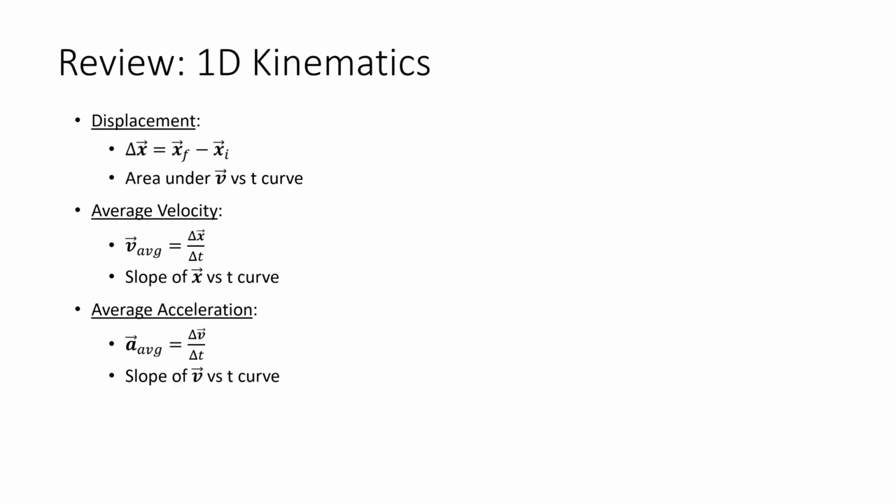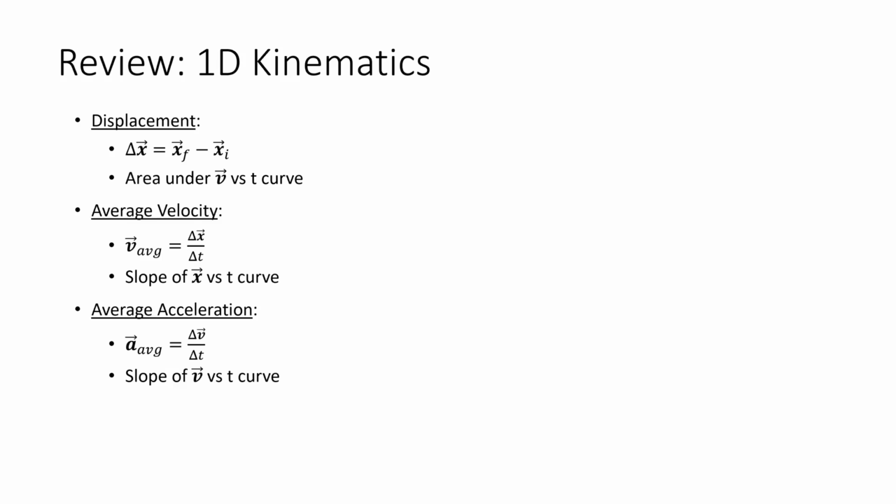So displacement is change in position, and it can also be measured as the area under a velocity versus time curve. Average velocity, remember, is displacement over elapsed time. So in other words, it's the displacement divided by the time it takes for that displacement to occur. And we can also measure the average velocity as the slope of the line connecting the 2 points at the initial time and the final time on a position versus time curve.